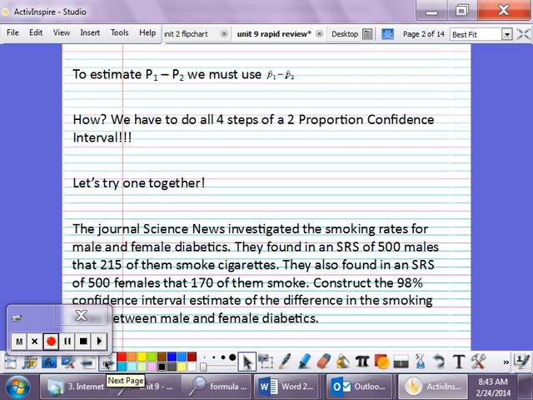Alright, so let's say we do want to estimate P1 minus P2 from two populations, and we have to use P hat 1 minus P hat 2. How do we do it? Well, we must do all four steps of a two-proportion confidence interval. So let's try one together.